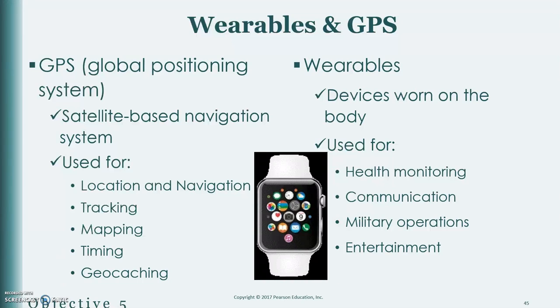All right, so let's talk a little bit about GPS. GPS stands for Global Positioning System. GPS is a satellite-based navigation system that's composed of 24 satellites. Signals transmitted from the satellites are picked up by receivers on the ground. And then, through the triangulation of the signals, they can determine the receiver's location and the speed at which that person is moving.